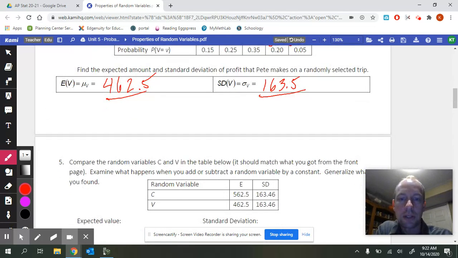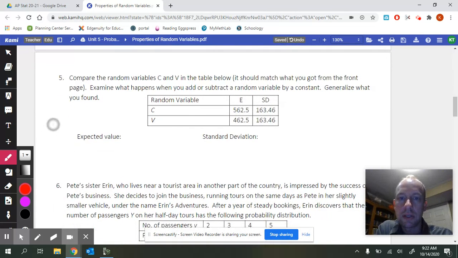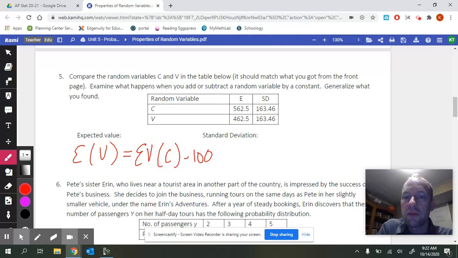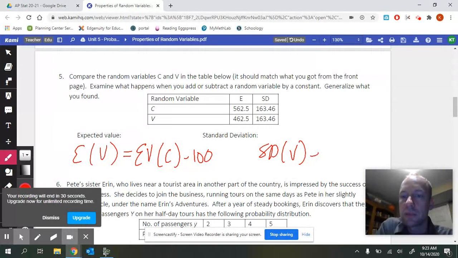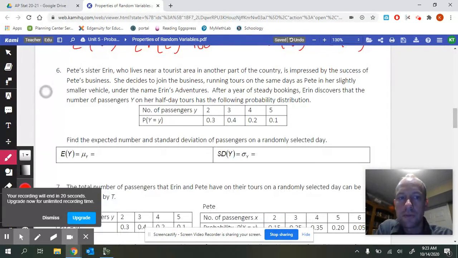So nice connection there. All right, here we have just a confirmation of what we saw on the front page, and it says, let's generalize what we found. So the expected value of V is just the expected value of C minus 100. And for standard deviation, we can just say the standard deviation of V equals the standard deviation of C. No changes.